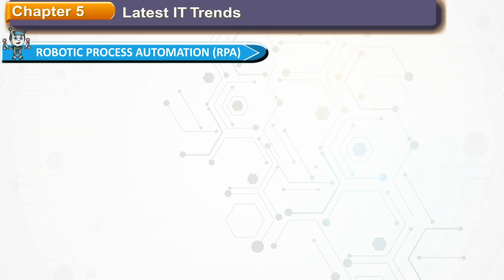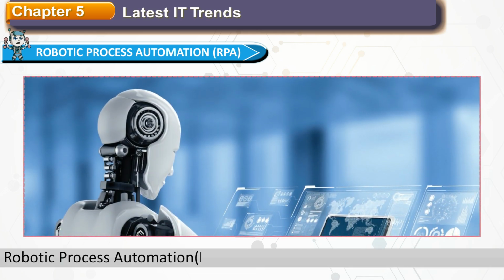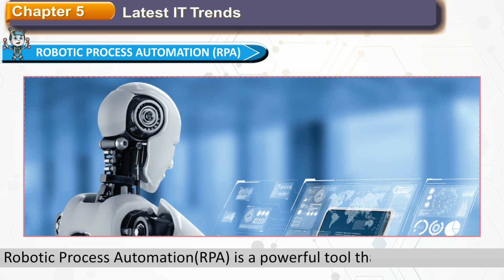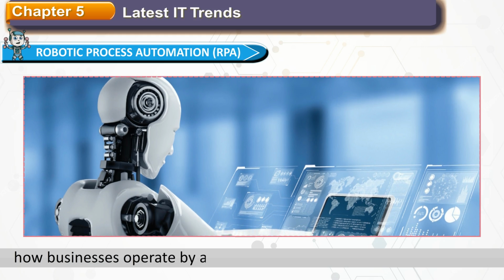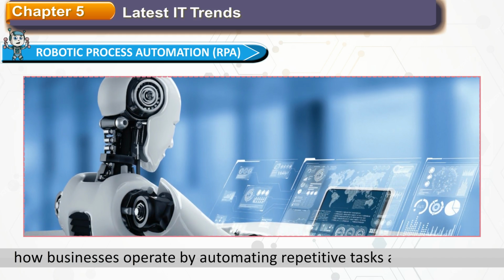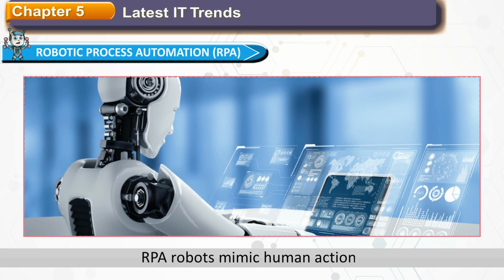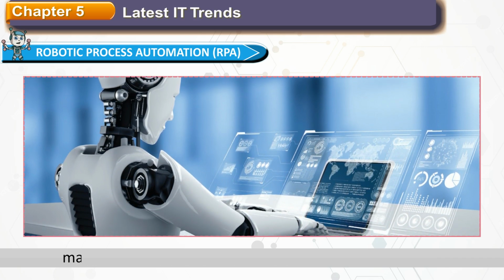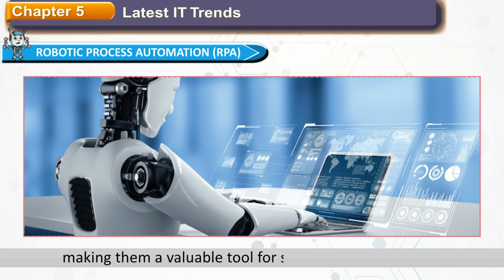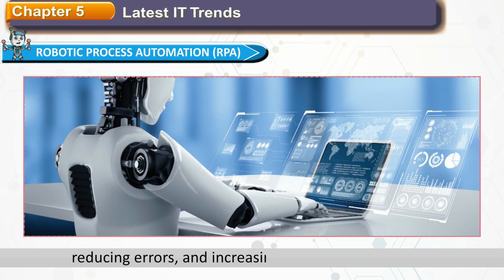Robotic Process Automation (RPA). Robotic Process Automation (RPA) is a powerful tool that is revolutionizing how businesses operate by automating repetitive tasks and workflows. RPA robots mimic human actions by interacting with digital systems and applications, making them a valuable tool for streamlining workflows, reducing errors, and increasing operational efficiency.